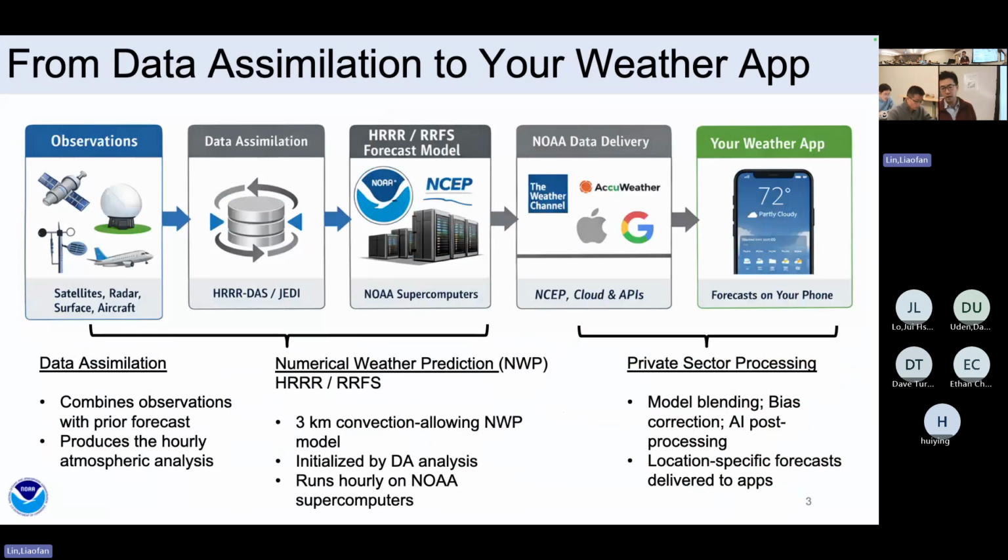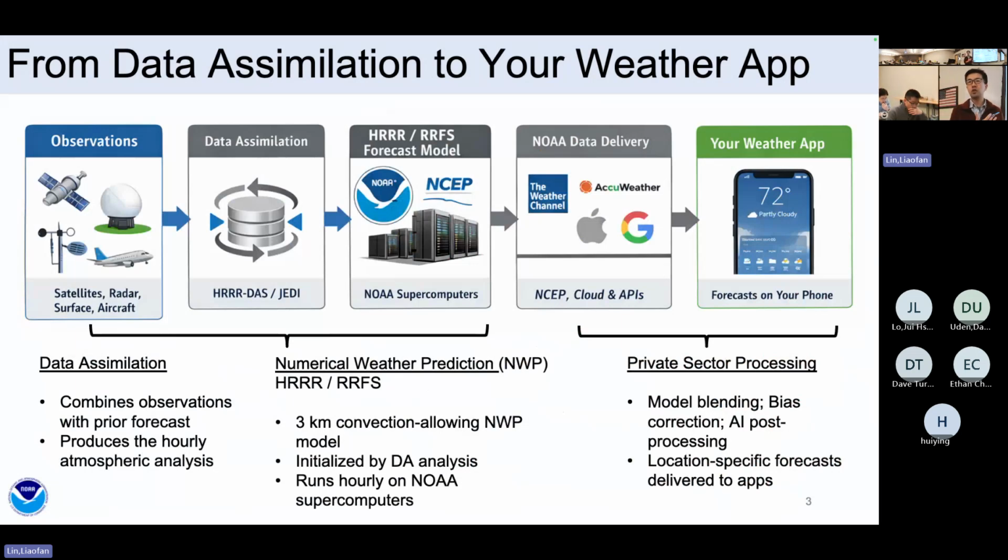Basically, DA is used to combine observations with prior numerical weather prediction forecasts to produce an atmospheric analysis. At high resolution, we produce it at hourly resolution. The third diagram is an example of NWP, numerical weather prediction, at high resolution. Currently in operations there is HRRR, which stands for High-Resolution Rapid Refresh, operational in the US as a 3 kilometer convection-allowing NWP model.